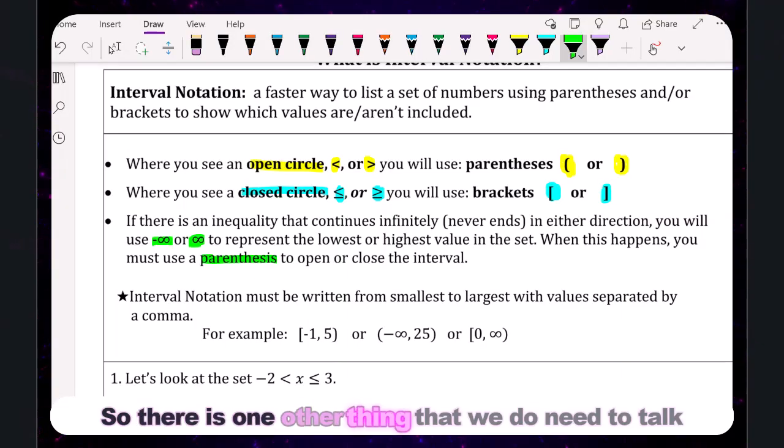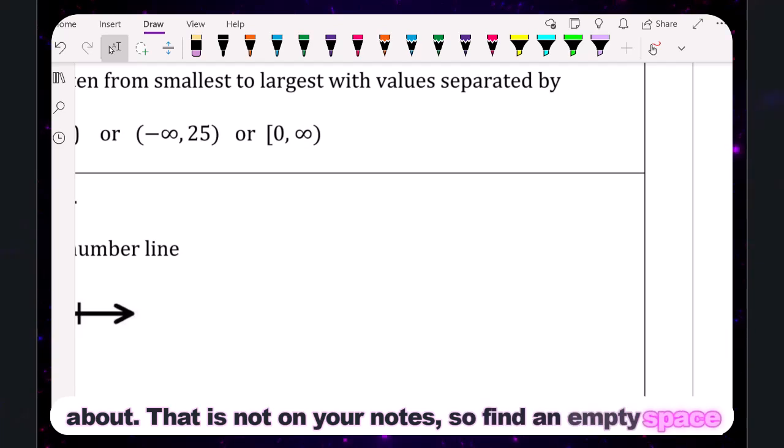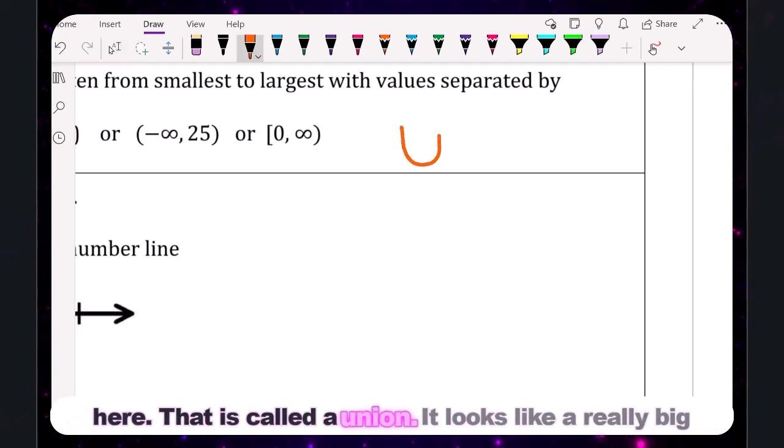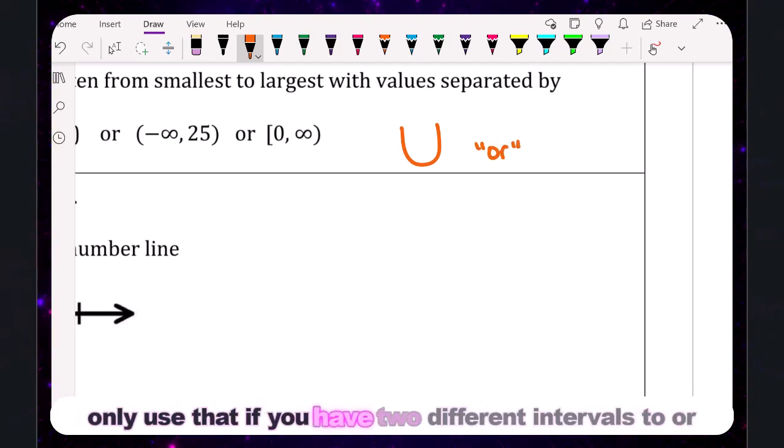So there is one other thing that we do need to talk about that is not on your notes. So find an empty space here. That is called a union. It looks like a really big capital U, and that denotes or, and you're going to only use that if you have two different intervals, two or more, in a graph.